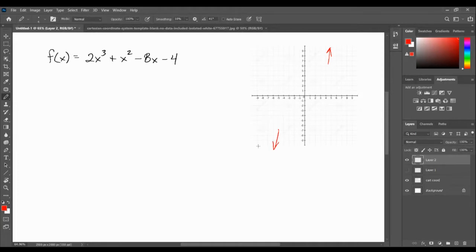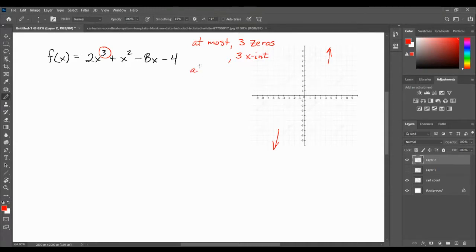Now, something I'd like to point out, the degree of the polynomial tells us how many real zeros we might expect at most. So at most, we have 3 zeros because it's a third degree polynomial. That means we can expect 3 x-intercepts.